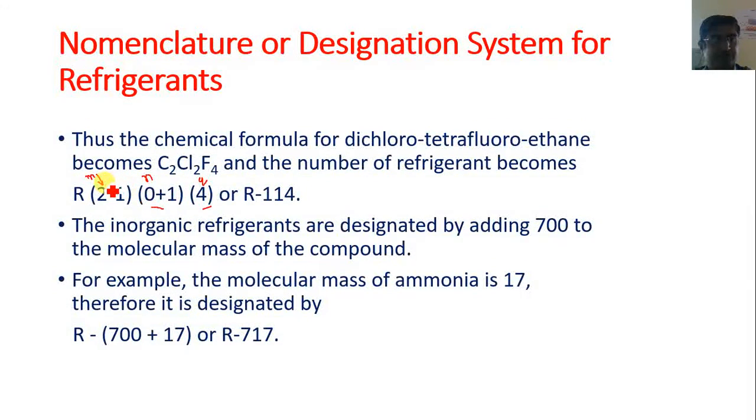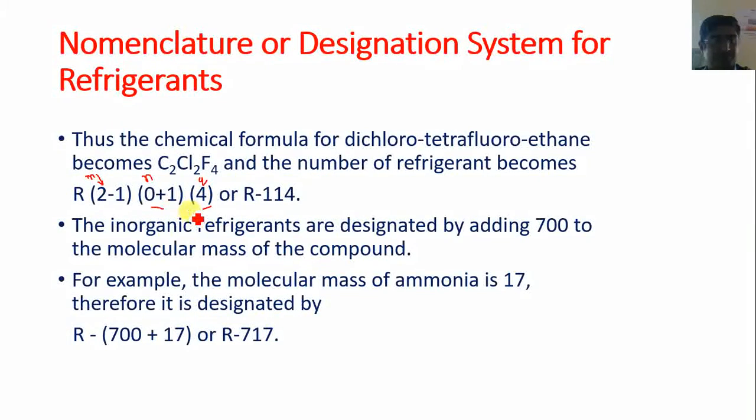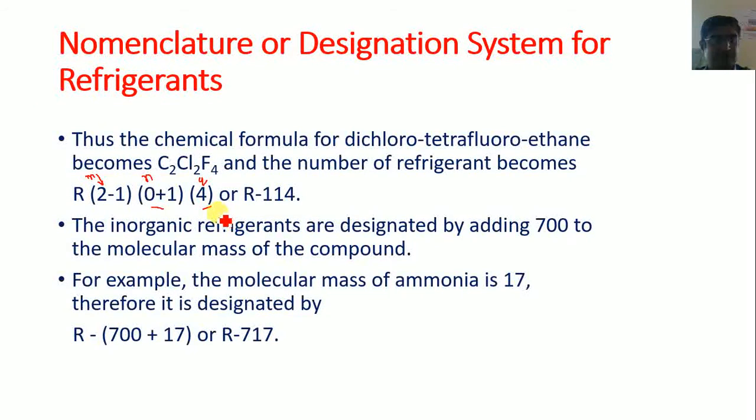So here you can see the value of m in our case is 2, so 2 minus 1. The value of n in our case is 0, so 0 plus 1 is equal to 1. And the value of q is 4 in our case. So we can write R 2 minus 1 means 1, 0 plus 1 means 1, and 4 as it is. So we can also write this as R114.